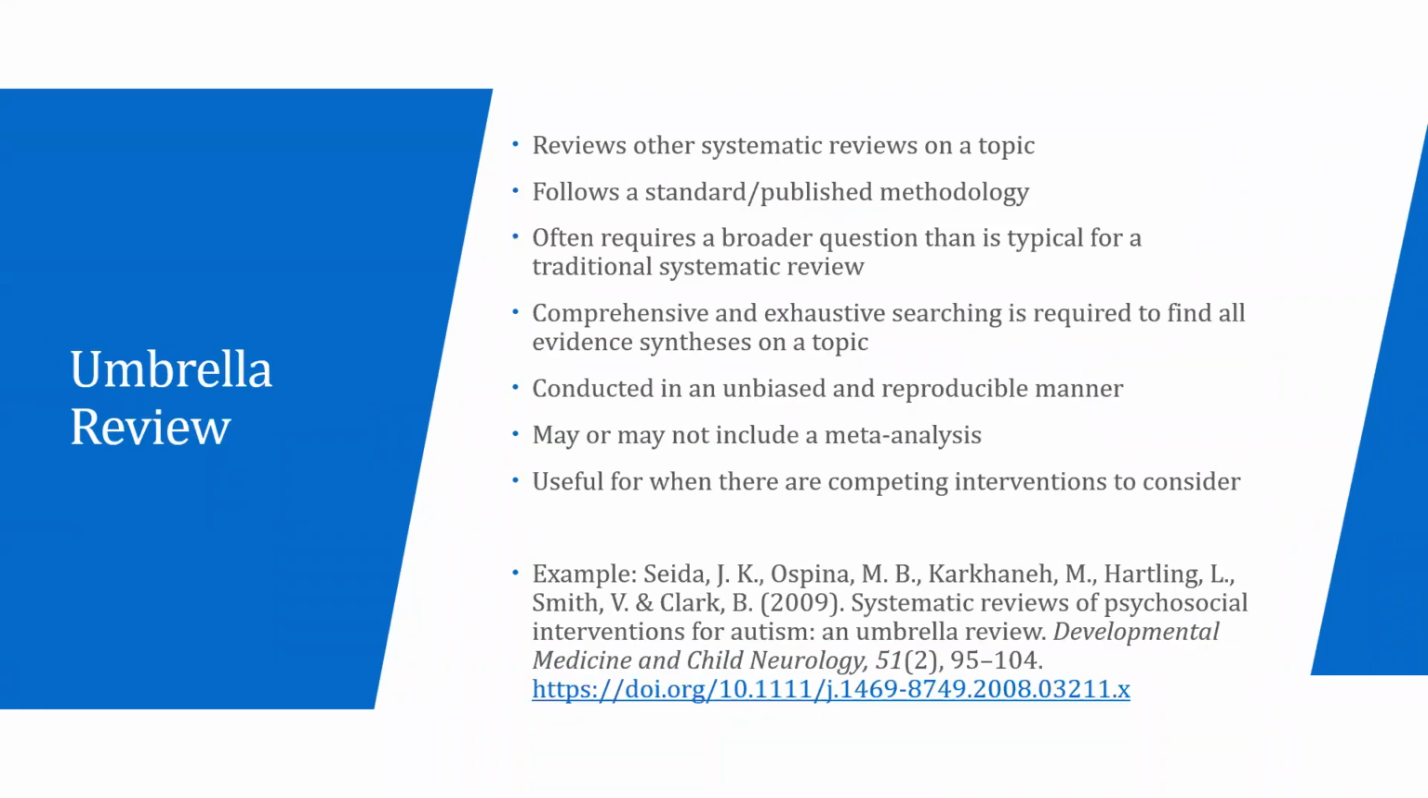And then you have the umbrella review, and that's when you're doing a systematic review, but want to include a systematic analysis of the systematic reviews also on the topic. It's comprehensive and exhaustive and requires finding all of the evidence synthesis on a topic. Also unbiased as possible and reproducible, and may or may not include a meta-analysis.